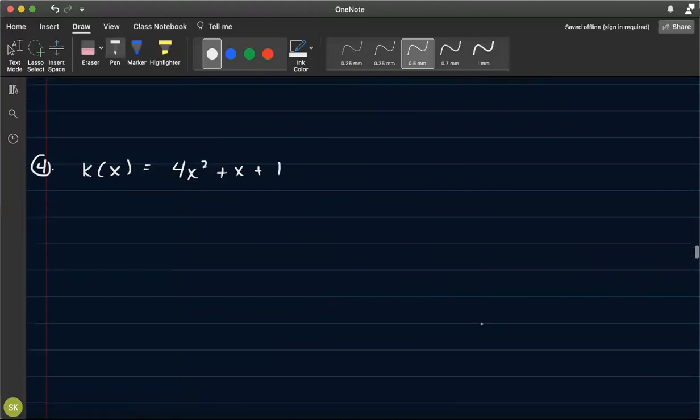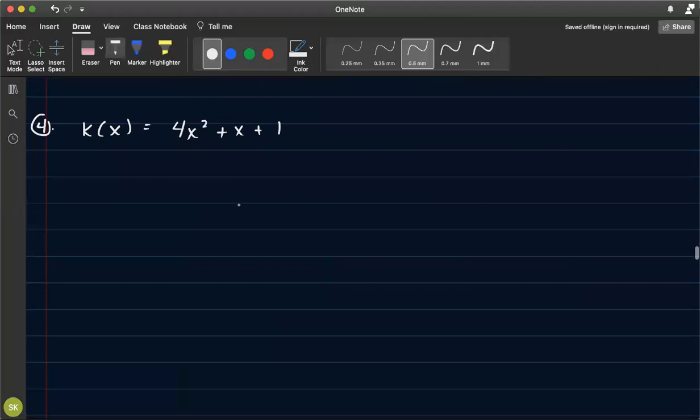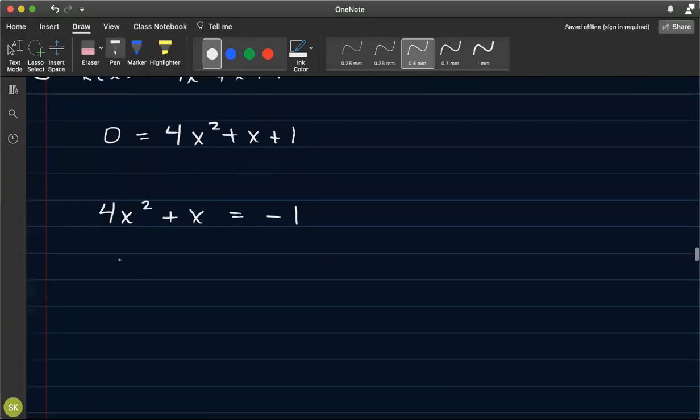Let's try one more problem. Here I have k of x is 4x squared plus x plus 1. So let's set this equal to 0. Move the 1 to the other side. And then we are going to put a big blank on this side and a blank on this side. Oh, oops, did I make a mistake? What did I do differently?